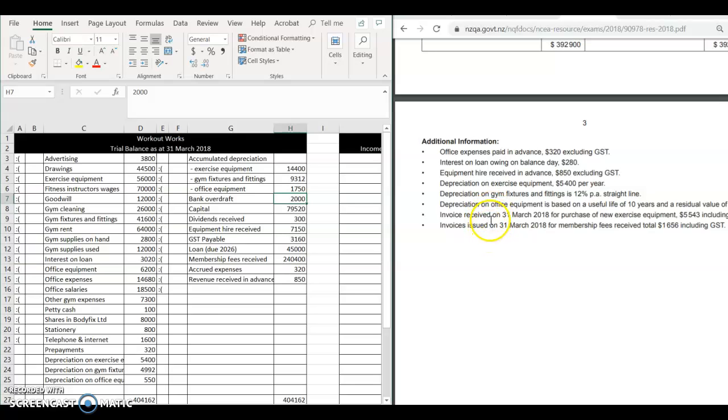Now these ones have got GST in them. They're accounts receivable and accounts payable. First one is an invoice received. So that means that we have received an invoice, we owe it to other people. And you remember that's accounts payable for the full amount, 5543. Again, an excellence question. What was it for? The new exercise equipment.